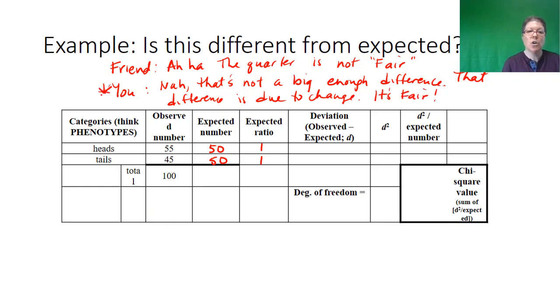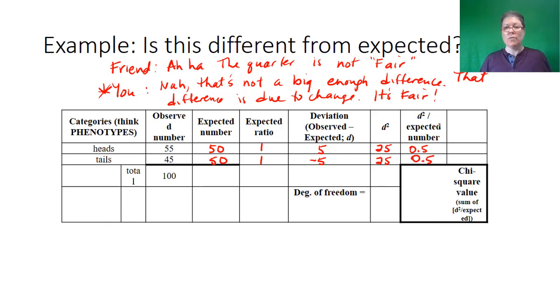Okay, so let's test your hypothesis. Okay, so the first thing we want to do, deviation, observed minus expected. 55 minus 50 is 5. All right, 45 minus 50 is negative 5. Then we're going to square them. This is your deviation squared. 5 squared, 25. Negative 5 squared, also 25. All right, d squared divided by expected. 25 divided by 50, 0.5. 25 divided by 50, 0.5.